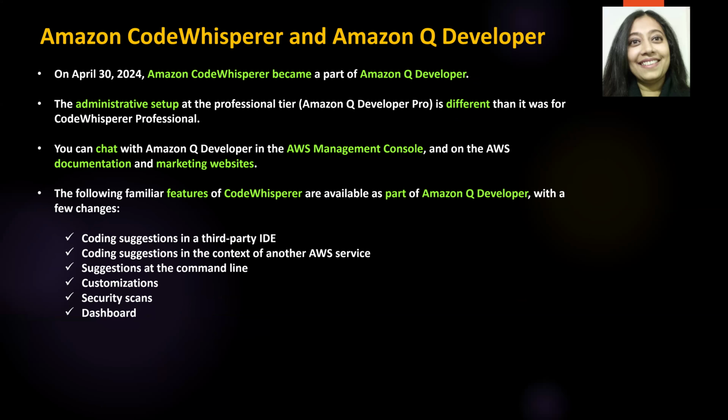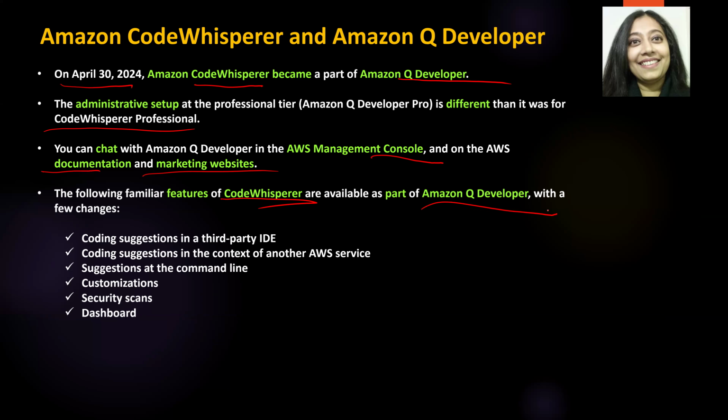Amazon Code Whisperer and Amazon Q Developer. Now, on April 30th, 2024, Amazon Code Whisperer became a part of Q Developer. The administrative setup for the professional tier for Amazon Q Developer Pro is different than the Code Whisperer Professional. You can chat with Amazon Q Developer in the management console, within AWS documentation, and other marketing websites. The following features of Code Whisperer are now available as part of Amazon Q Developer.